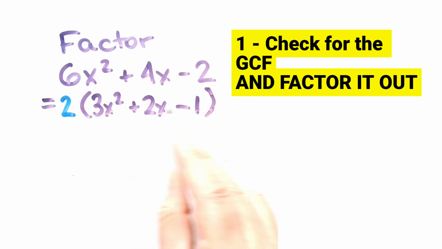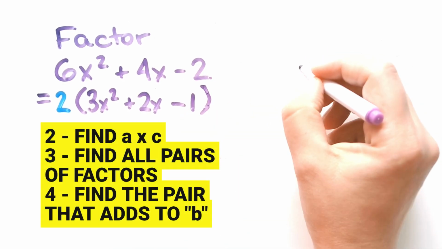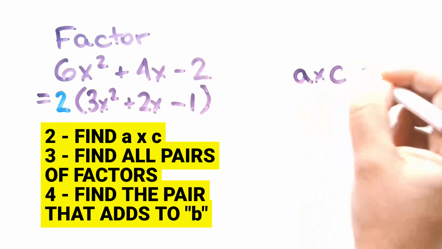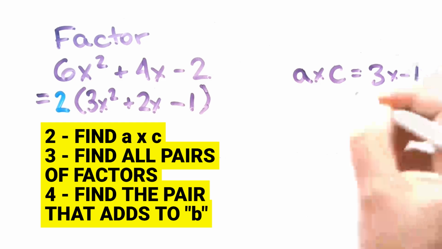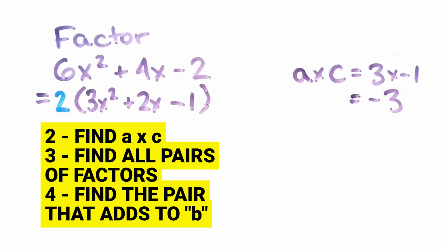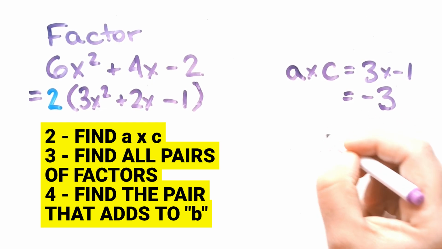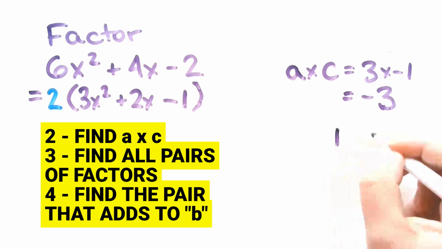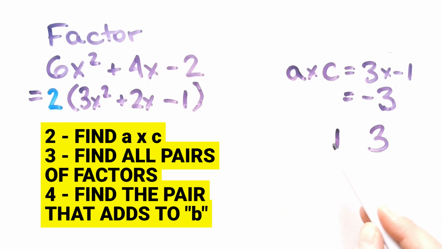And now I can proceed with those steps over here with this trinomial. Okay, so the first thing I need to do is a times c, which is 3 times -1, and that is -3. And now, this is going to be a lot faster for me to find all those factors. I have to find all of the factors of -3. I'm just going to start with 3. So if I have 1 and 3, and I know in order to get -3, one of those numbers has to be negative. So is it going to be a -1 and +3 or +1 and -3?